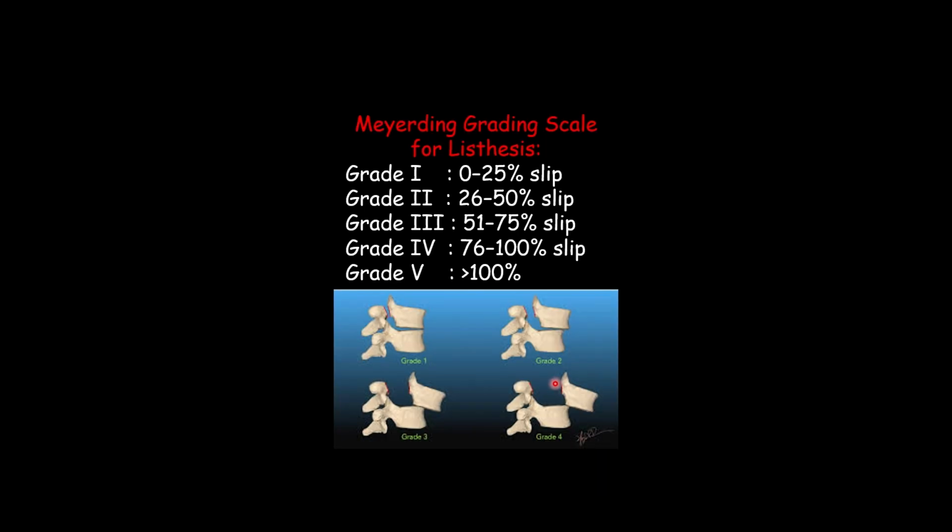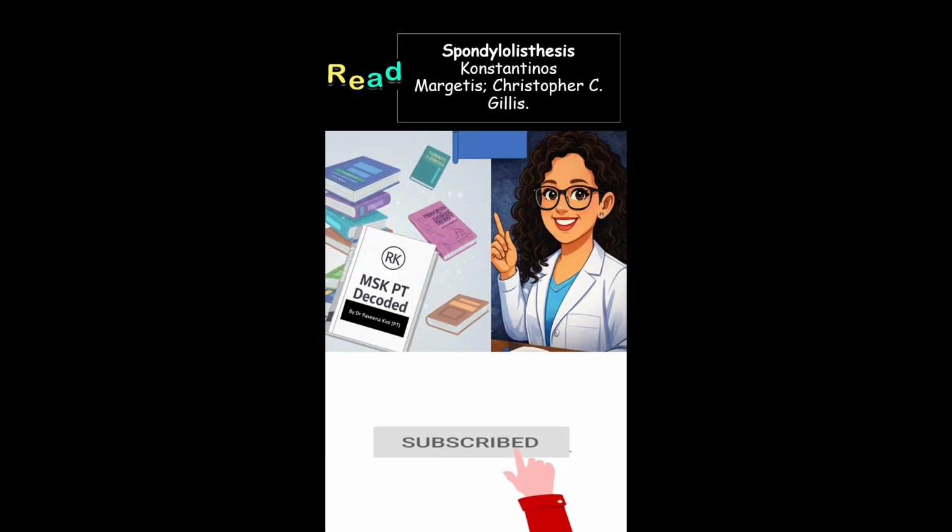Meyerding has provided a grading scale for listhesis, which describes the listhesis from grade 1 to grade 5 based on the slip that you can see on the X-ray. For more information, you can read the article on spondylolisthesis.